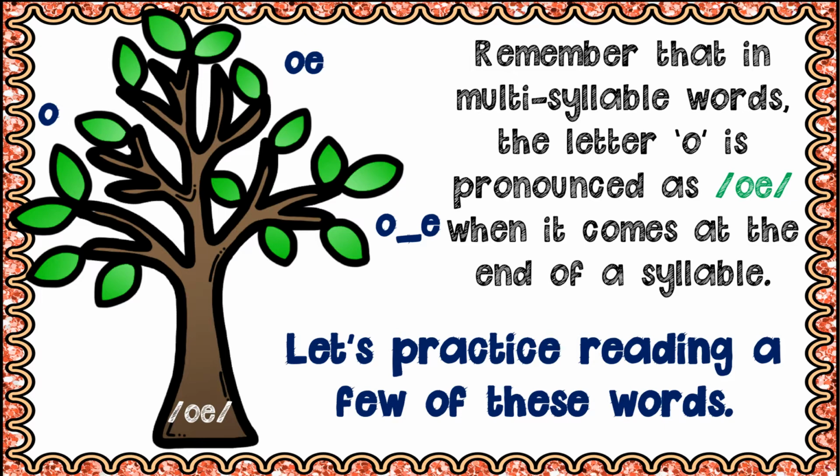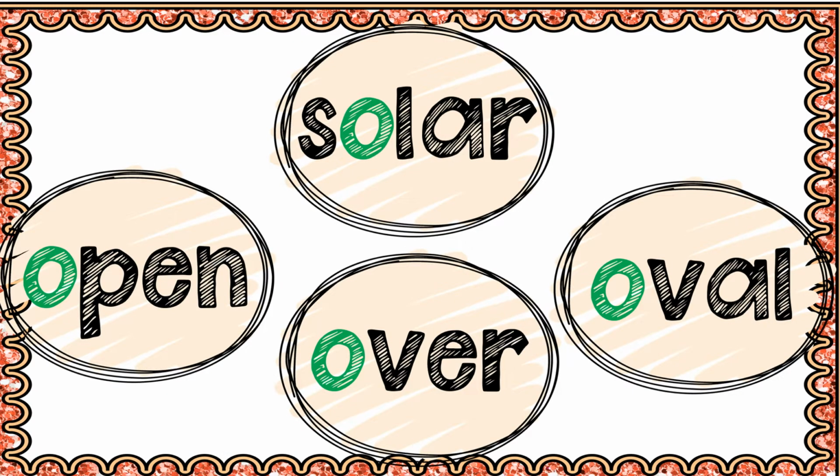Remember that in multisyllable words, the letter O is pronounced O when it comes at the end of a syllable. So if that syllable ends with O, it's going to make that O say its name. Let's practice a few of these words. Open, solar, oval, over. Those words have a first syllable that ends with O, so it makes that O say its name. It's going to make that O sound.